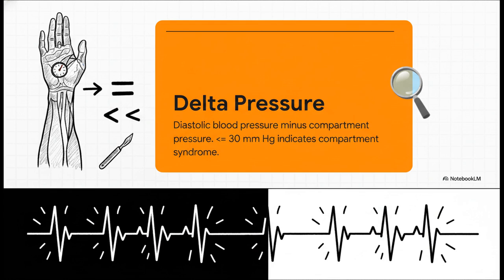The true signal here isn't visual, it's mathematical. It's the delta pressure. You take the diastolic blood pressure and subtract the directly measured compartment pressure. If that result is 30 millimeters of mercury or less, that is a positive diagnosis for compartment syndrome. It's black and white. That number is your absolute trigger for an immediate fasciotomy.